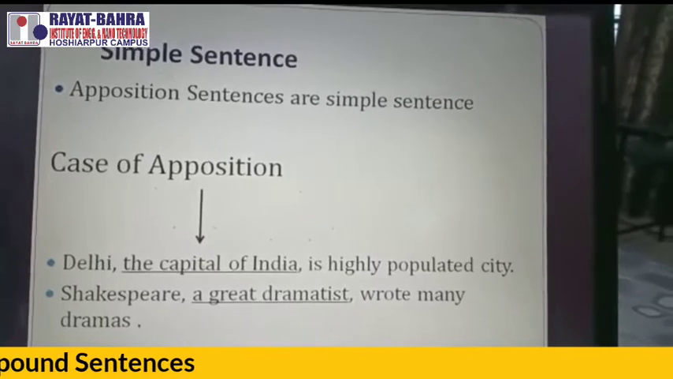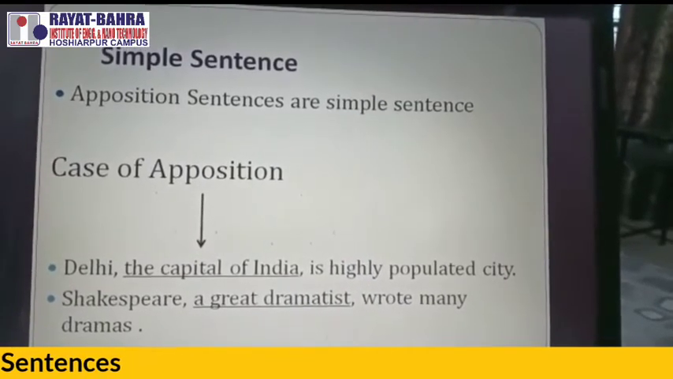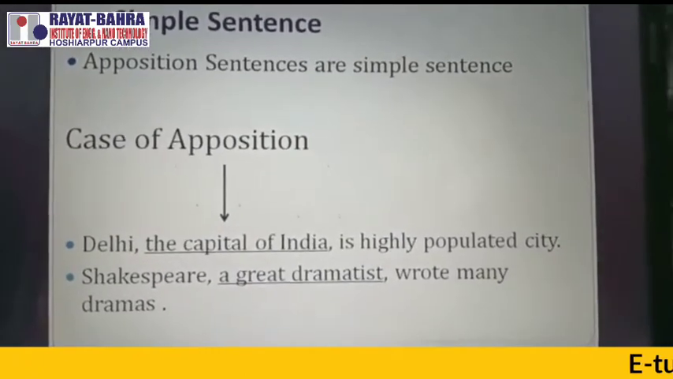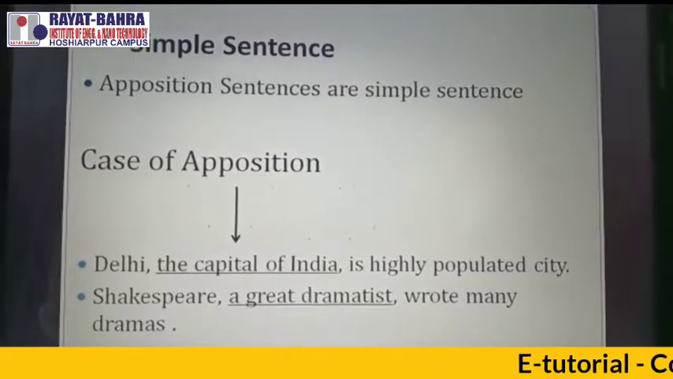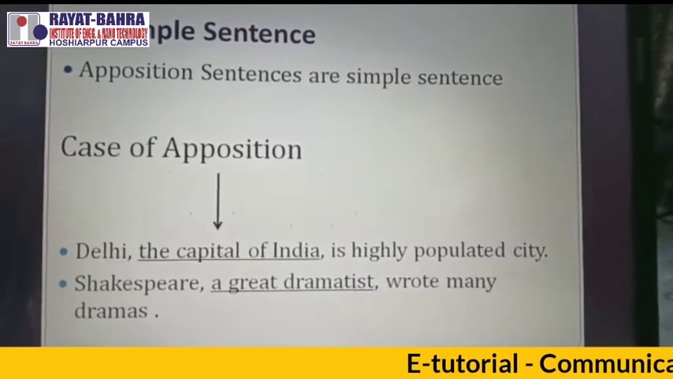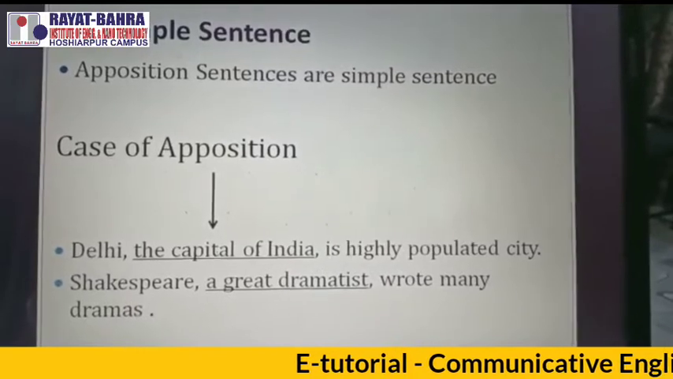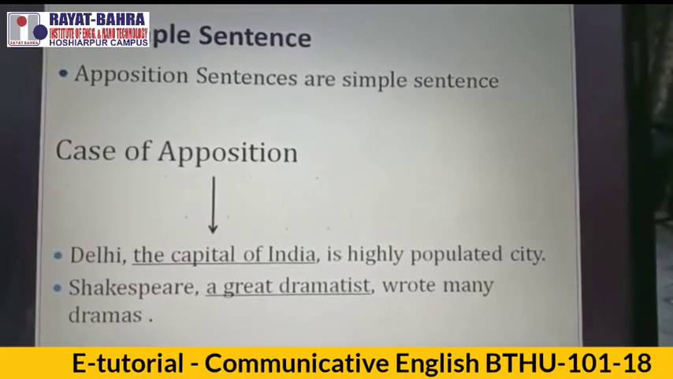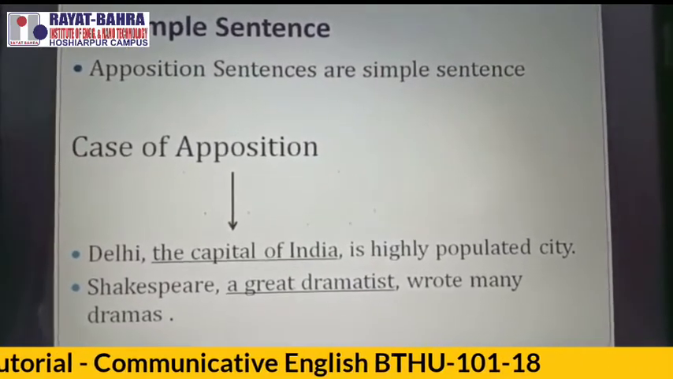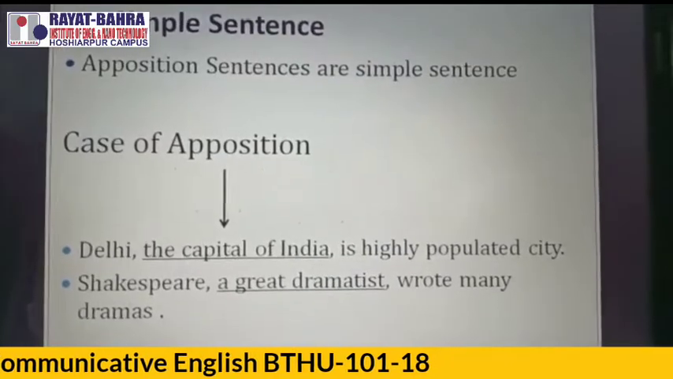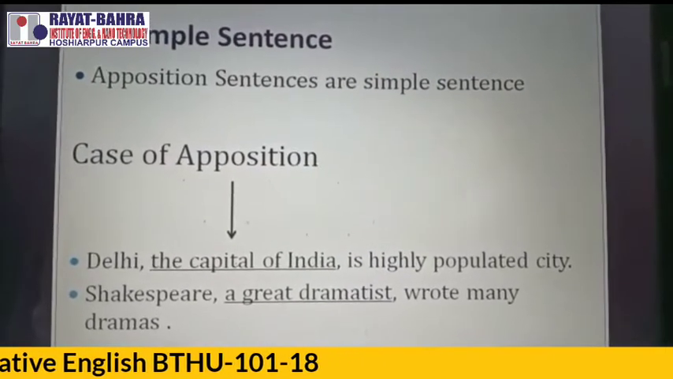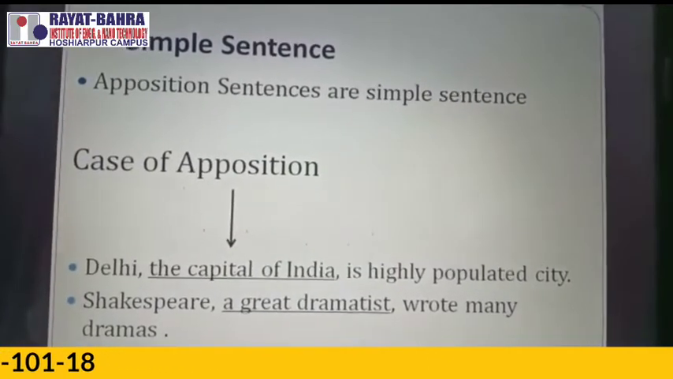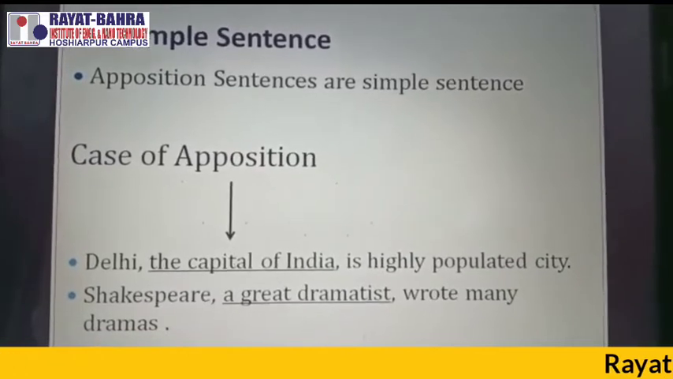Next is the case of apposition. In such sentences, the units of grammar go in parallel. You will notice how the sentence has been framed: Delhi, the capital of India, is a highly populated city. The capital of India is just additional information about Delhi, and if we omit this information kept inside the commas, then even the sentence Delhi is a highly populated city is complete in its thought. So this is one single thought. This is a principal clause. It means that the sentence is quite a simple one.